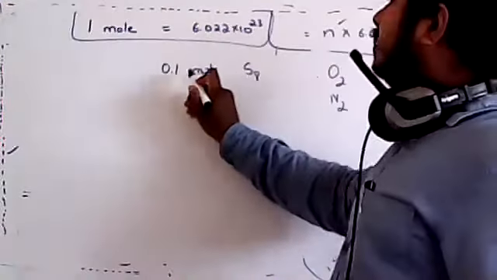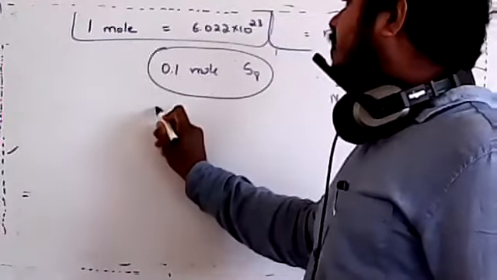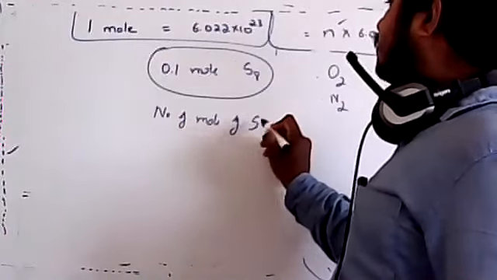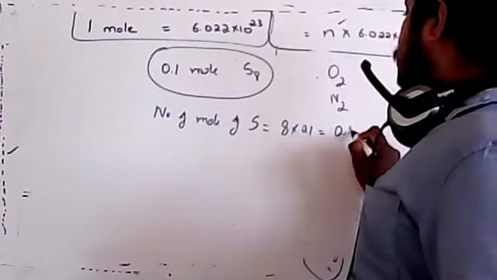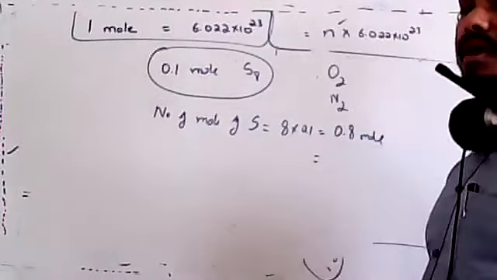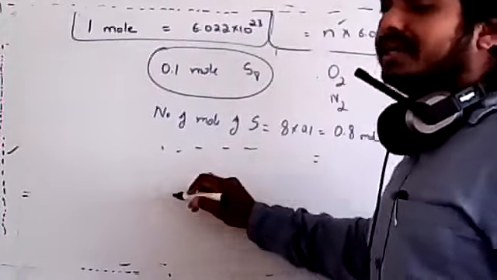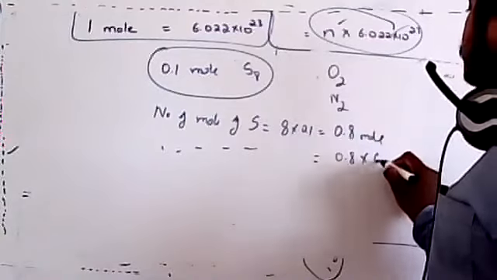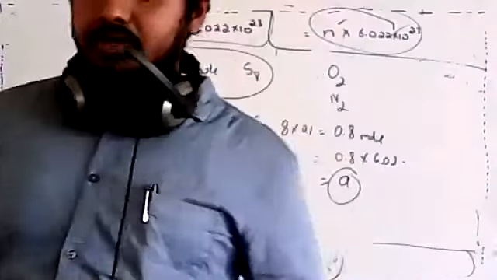See, 0.1 mole of sulfur contains 8 atoms. It means the number of moles of sulfur will be equal to 8 into 0.1, that is equal to 0.8. So this is 0.8 mole. So convert into number. How? 1 mole will be equal to 6.022 into 10 to the power 23. So 0.8 will be equal to 0.8 into that one, or directly use this formula. So finally you will get A as the answer. Okay, A as the answer. Dear students, are you understanding?